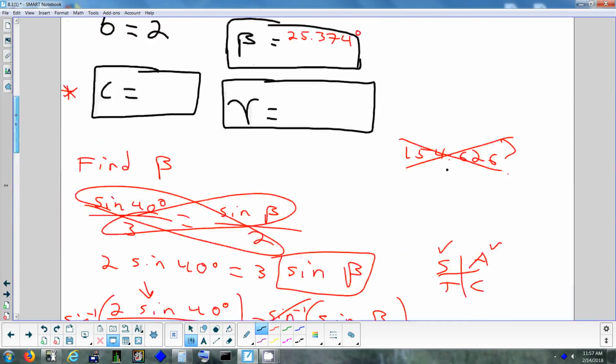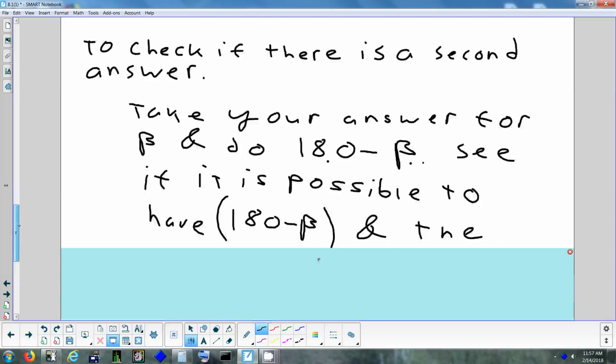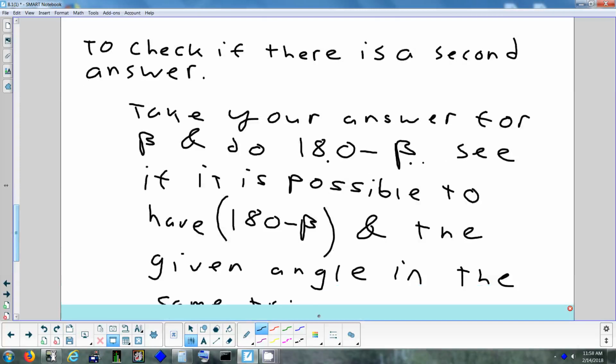Okay, I know I didn't find gamma yet. Gamma is super easy now that I have alpha and beta. I'll do gamma in a second. But before I do that, that's how you check for the second answer. Take what you got, subtract it from 180, and see if it's possible to fit that answer and the one you were given in the same triangle. And when I say see if it's possible to fit, what does it have to be under? It has to be under 180. If it adds up to more than 180, the second answer does not work.